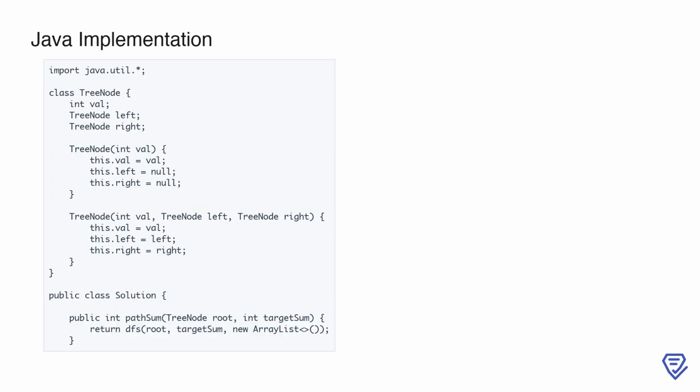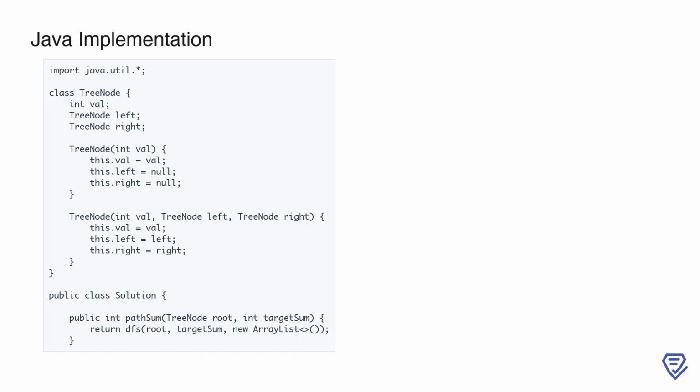Here, we start by defining the basic structure of a binary tree using a TreeNode class. Each node has a value, and references to its left and right child nodes. The constructor allows us to initialize nodes either with just a value or with a value and child nodes. Then, we define the Solution class, which contains the main method to solve the problem, pathSum. This method takes the root of the tree and the target sum as inputs.